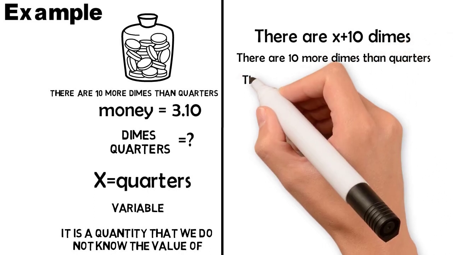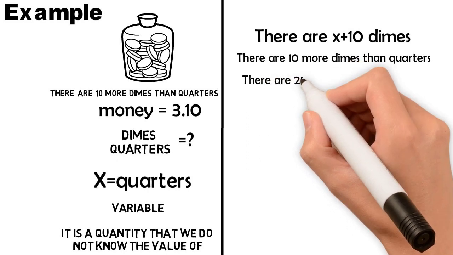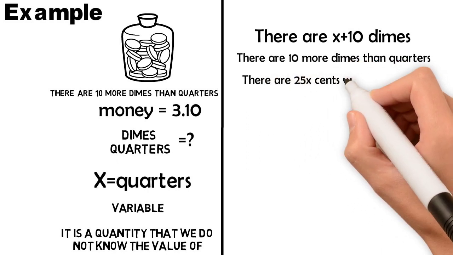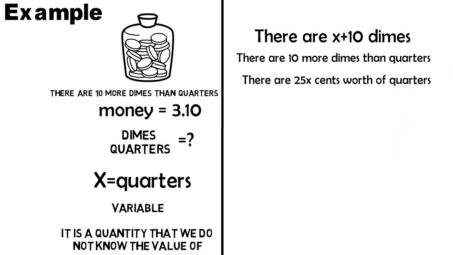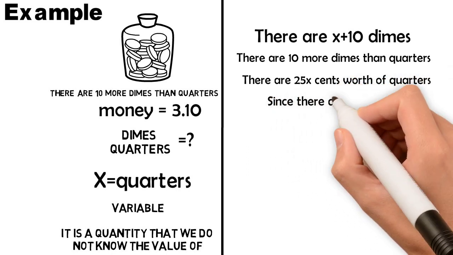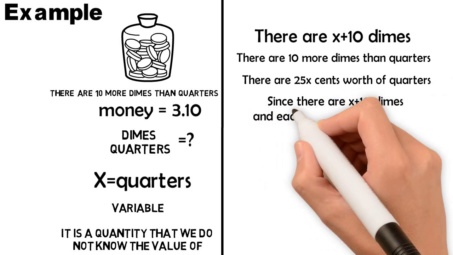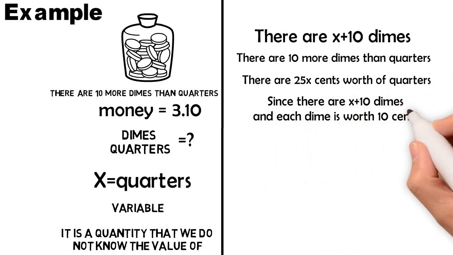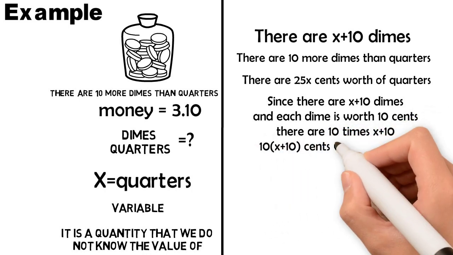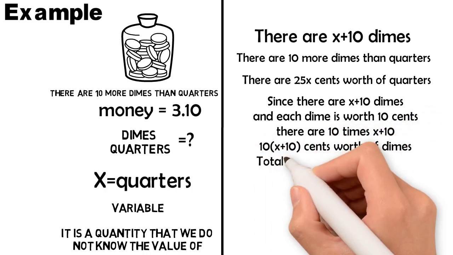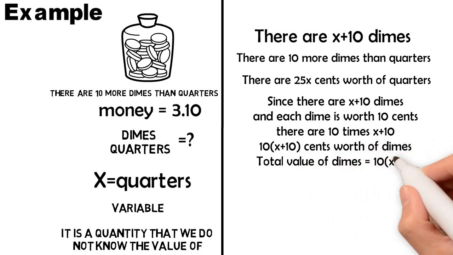Each quarter is 25 cents, and if there are x quarters, that means there's 25x cents worth of quarters, since each quarter is 25 cents. Each dime is 10 cents, and if there are x plus 10 dimes, it means there are 10 times (x plus 10) cents, since the total value of the dimes will be 10 times whatever the number of dimes there are.